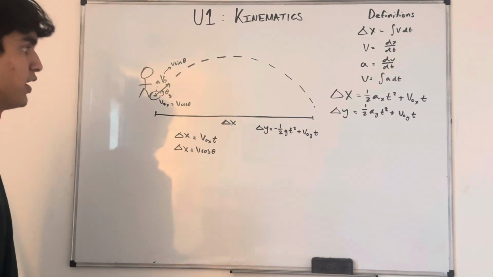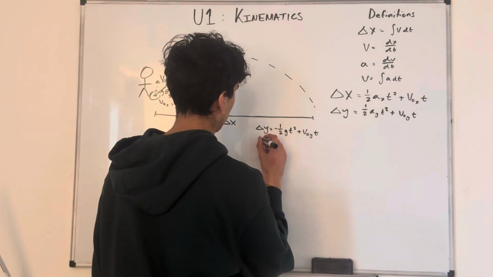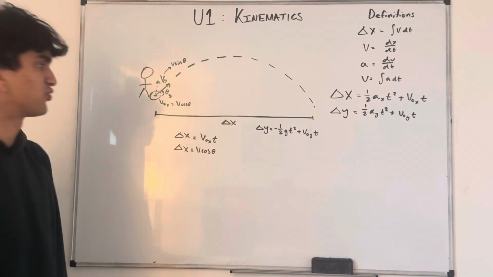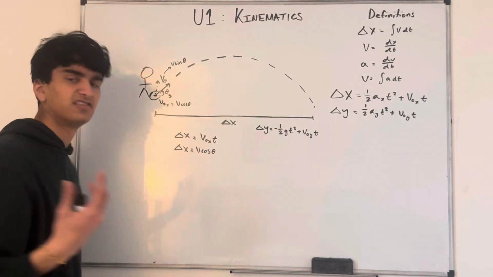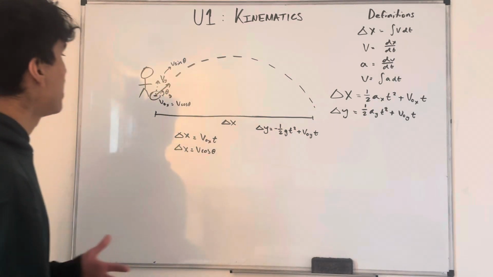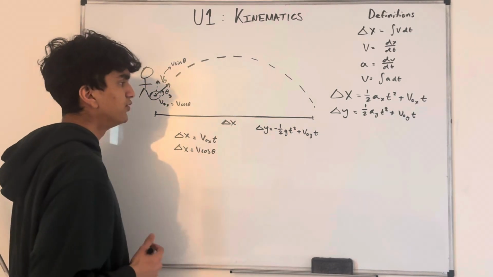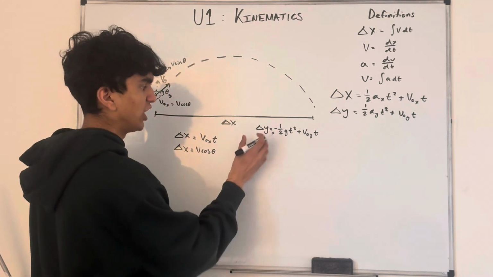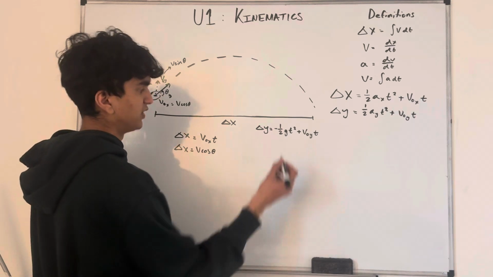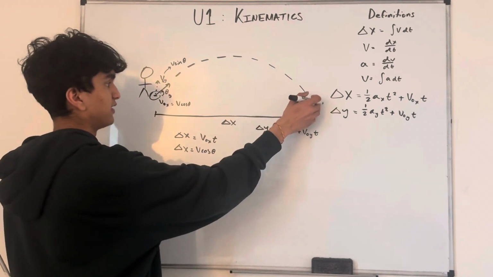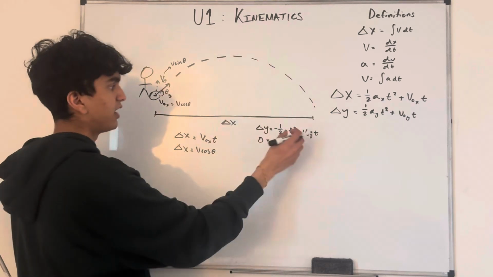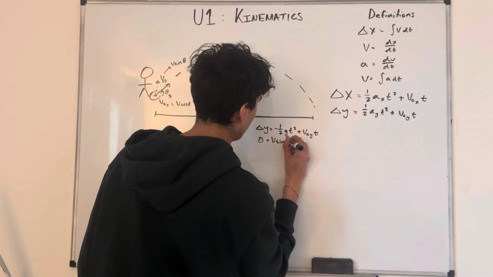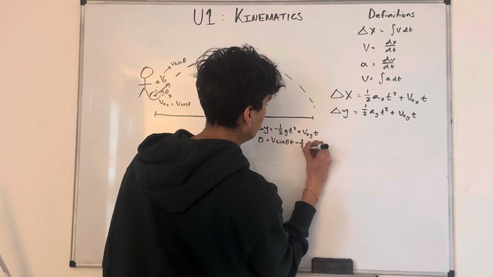If this is a symmetric launch where the ball ends at the same height where it started, for example kicking something off the ground, then I can say the change in y is 0, right? It starts at the same height that it ends. There's no change in height after the time t. So I can replace v naught y with v sine theta times time minus 1/2 g t squared.